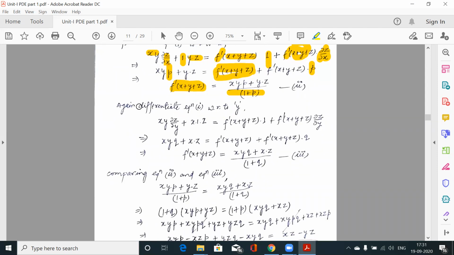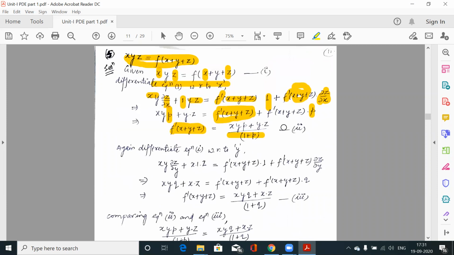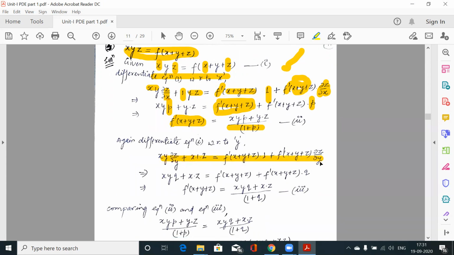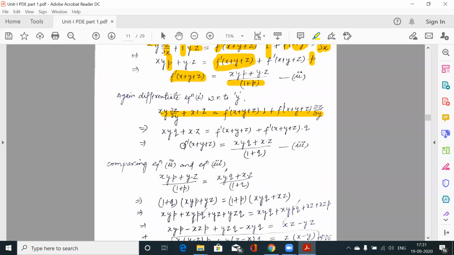Now, again, this was with respect to x. Now we have to differentiate equation 1 with respect to y. The same process again. Here we have two terms of y, and z is again a dependent variable which depends on x and y, so z is also a function of y. Keeping the same process, again we have calculated the f dash value from this.